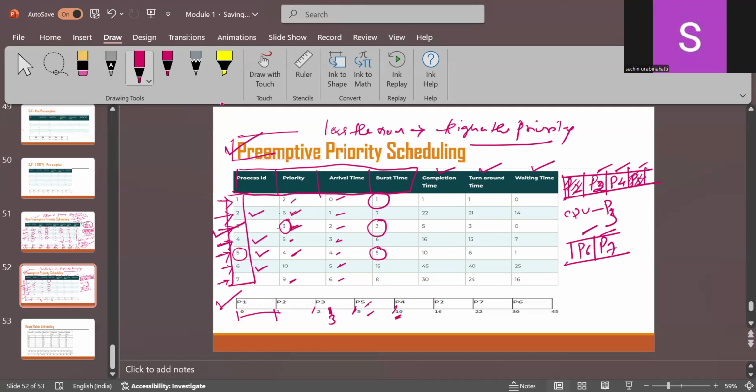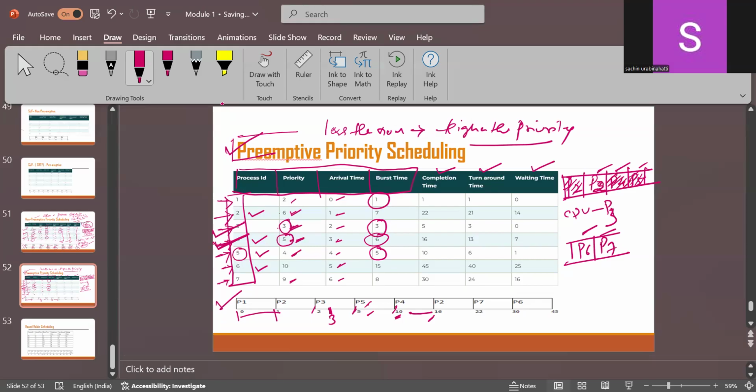Now P5 has completed. Check with P2. P2 is 6, P4 is 5, P6 is 10, and P7 is 9. So definitely, if you observe, P4, that is 5, is the lowest. So P4 will take charge because P4 is having the highest priority now. So P4 completes its execution. What is the burst time of P4? It is 6. So 10 plus 6 is 16. Till the 16th unit of time, this will complete. So P4 has completed its execution.